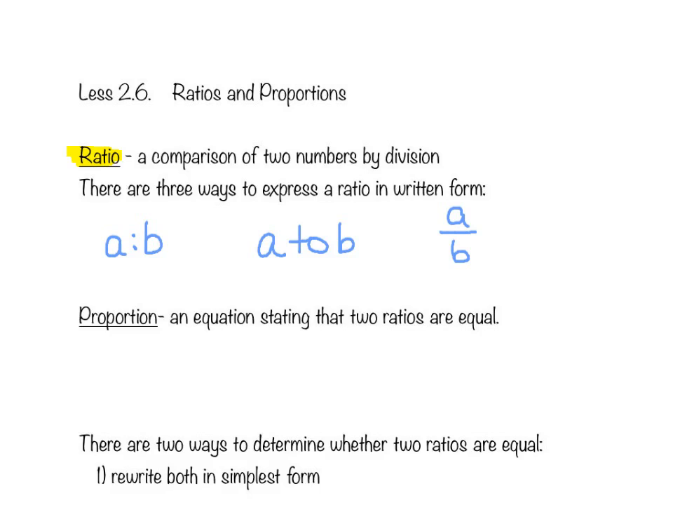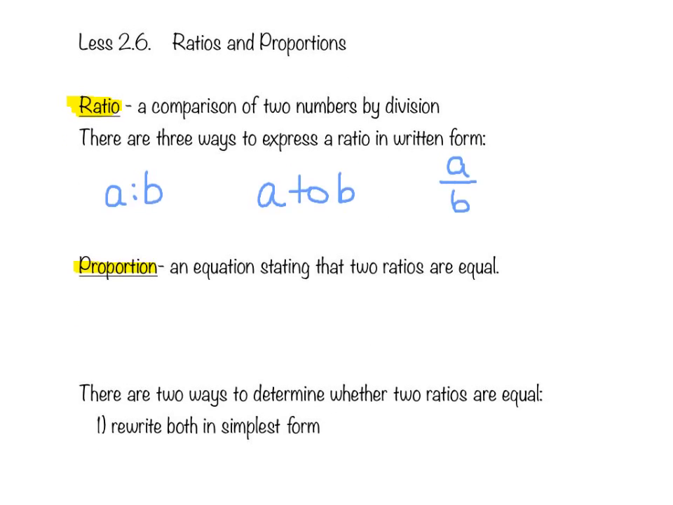The next definition is a proportion. A proportion is an equation that states that two ratios are equal to each other. And a proportion is written this way: A is to B as C is to D. So it's an equation. Notice it contains an equal sign. And you're stating that two ratios are equal to each other. That's a proportion.